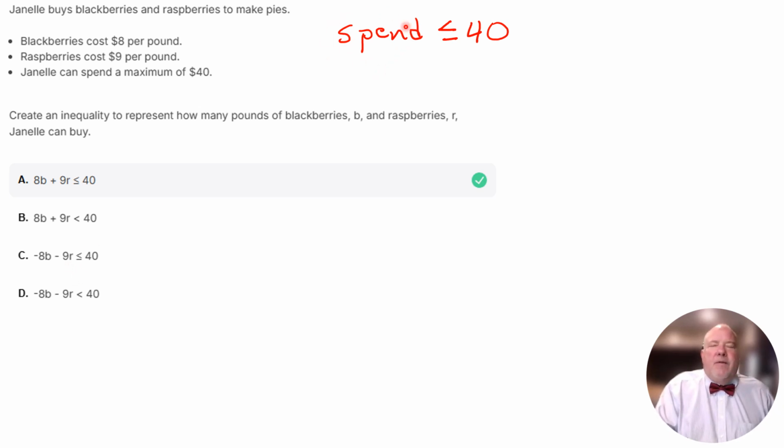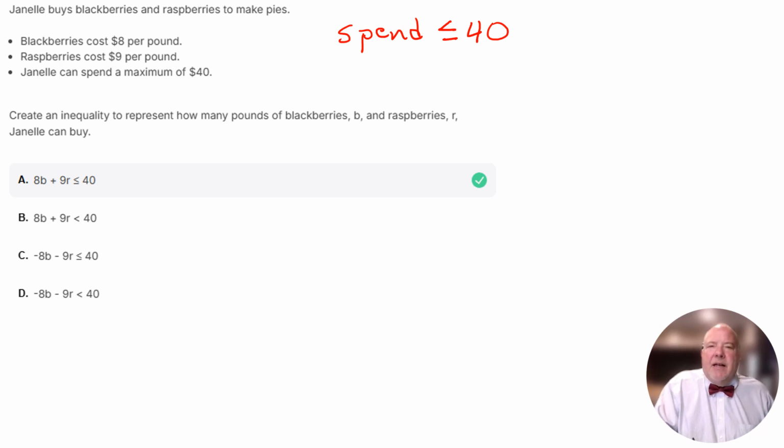So if you're spending money here, and this is going to be less than 40, you wouldn't want negative numbers here because all negative numbers are less than 40. You could buy as many blackberries and raspberries as you wanted. So the answer is A. It's 8b plus 9r is less than or equal to 40.